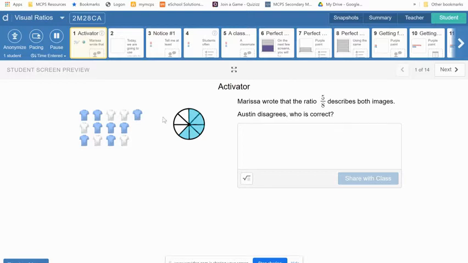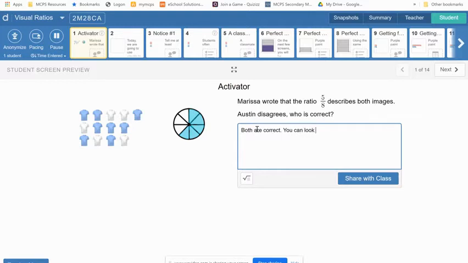Okay, so if I was to look at this 5/8 for the t-shirts, and we're talking about ratios, I know that I could write 5 white t-shirts to 8 blue t-shirts. And I know if I had 5/8 over here by this circle that looks like a pizza, I could say there are 5 blue pieces out of 8 total pieces. So both are correct.